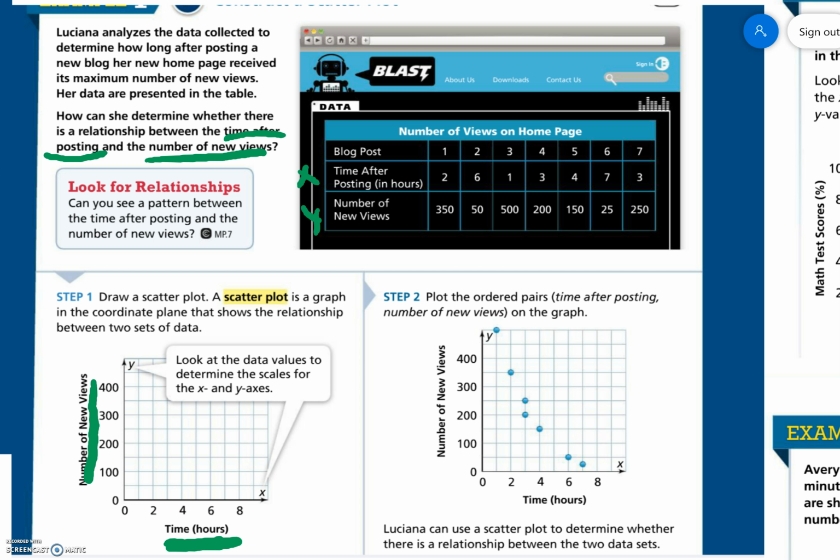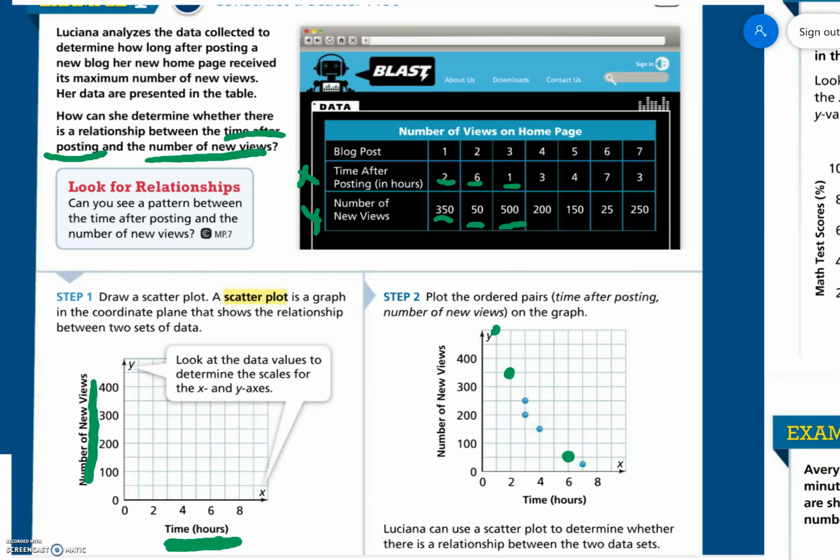So step 1 says draw a scatter plot. This is one of our vocab words. A scatter plot is a graph in the coordinate plane that shows the relationship between two sets of data. Step 2 is to plot the ordered pairs. So at time is 2, number of views is 350. So I go to 2 and here's 350. There's where they put that point. Then 6 and 50. Okay. 1 and 500. And all the rest of the dots.